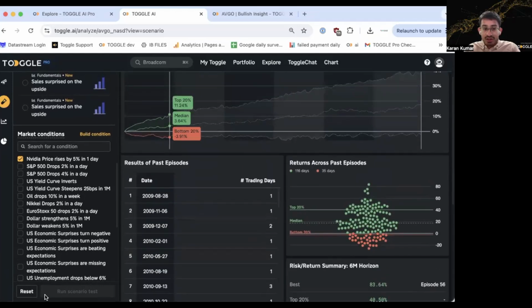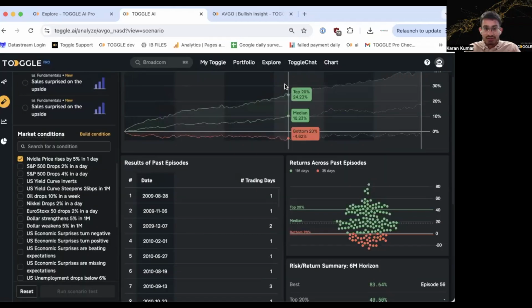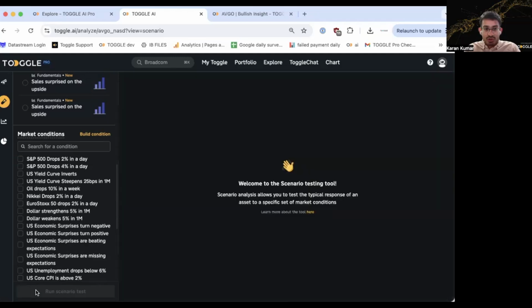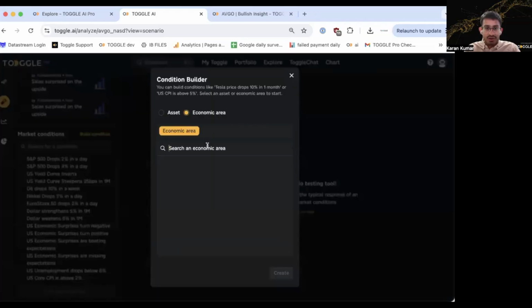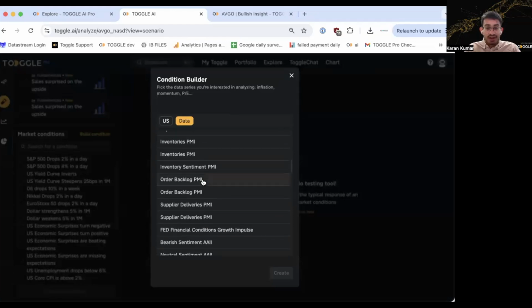You can also layer these conditions in case you want to see how this stock reacts to NVIDIA price rising by 5% and NVIDIA PE above a certain level, or US 10 years above a certain level. Remember that with Pro, you get access to all 40,000 global assets. So you can do something like gold prices rising, right? If you switch over to the economic area here, you can put in a country, and then you've got a number of economic data you can also backtest against.